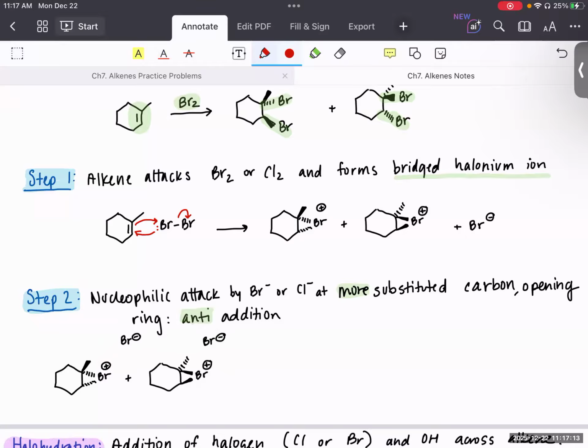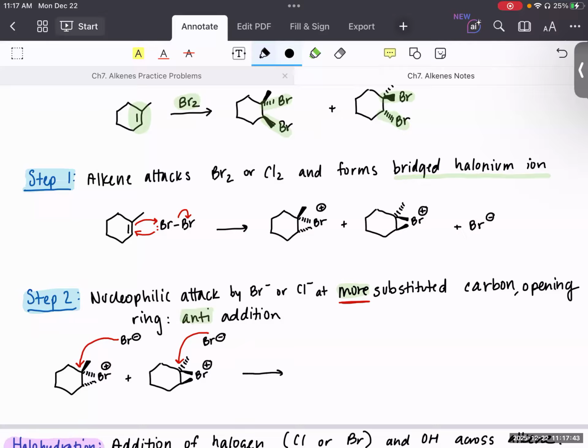And so for this, we get attack at the more substituted position. So here I'm going to underline more substituted. This is different than epoxides, where if you just have an oxygen in a three-membered ring, it usually attacks at the less substituted position. So if you've already covered epoxides, make sure that you're not confusing the position where it attacks. In these reactions, it happens at the more substituted position. So I'll draw it for both.